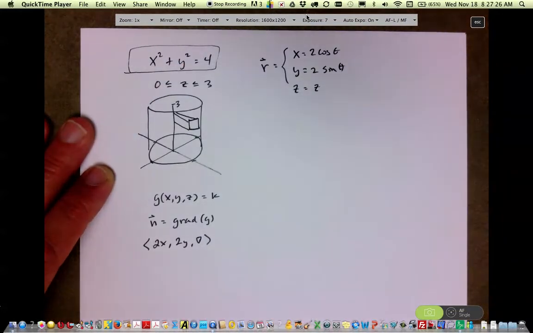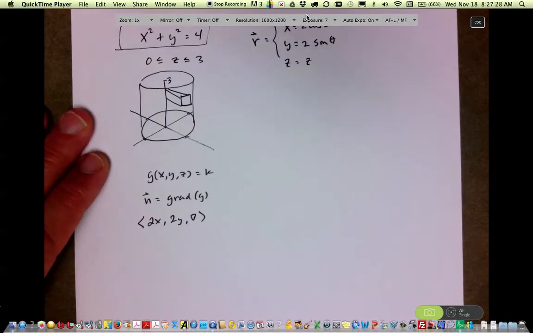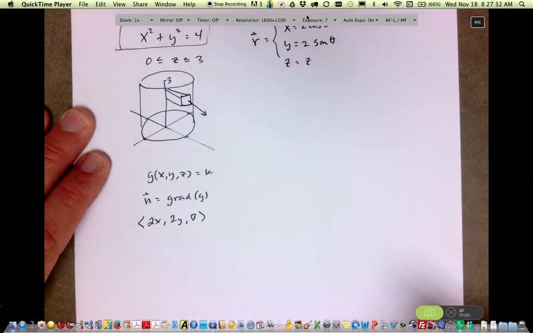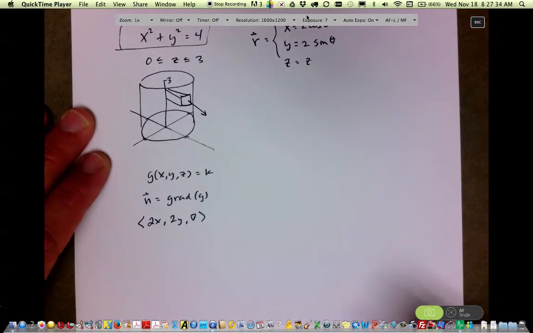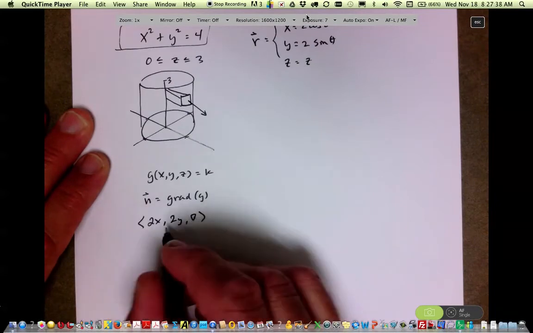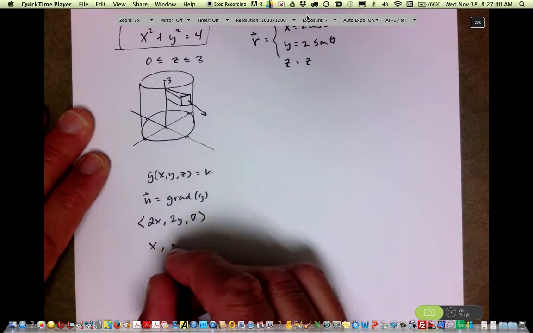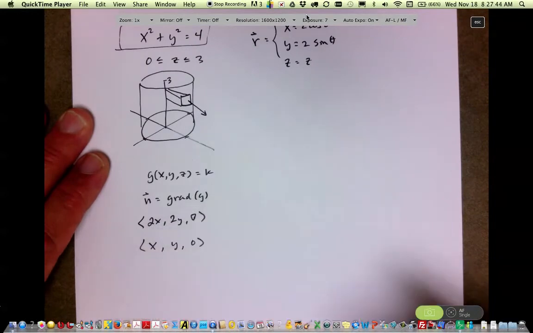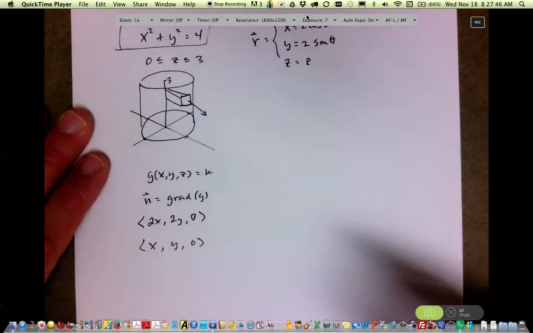All right, so this is the gradient. This is a vector that points perpendicular to the surface. So this vector is pointing outward like this, okay, which is the direction we want. All right, now you can also say that a vector that also points in this direction, I'm going to say, how about just x, y, and 0? It's just a scalar multiple of this one. I'm going to use this instead.